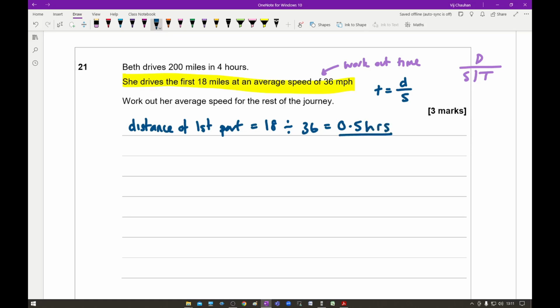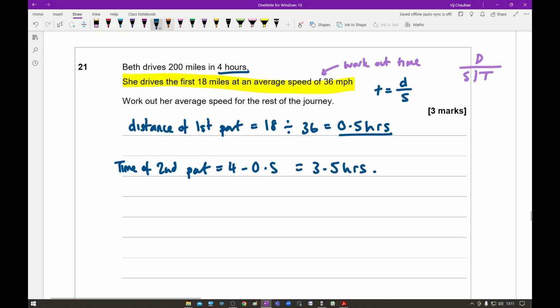So that means that the time of the second part is going to be a total of 4 hours minus 0.5, which equals 3.5 hours.